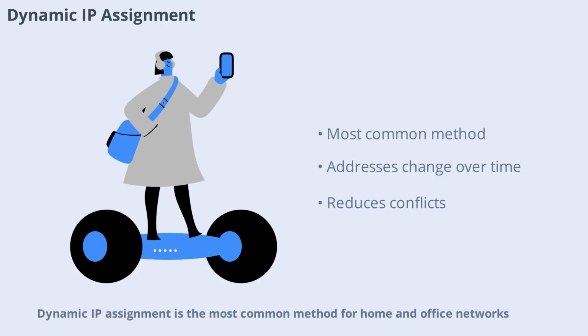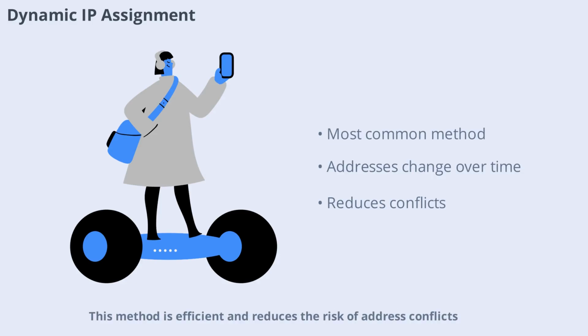Dynamic IP assignment is the most common method for home and office networks. Devices receive a new address each time they connect, making it easy to manage large numbers of devices. This method is efficient and reduces the risk of address conflicts since the DHCP server keeps track of all assignments.